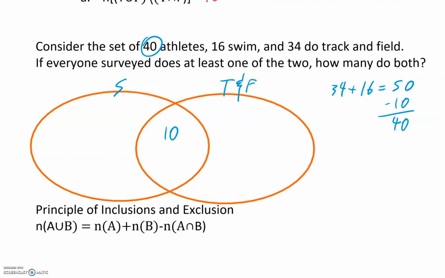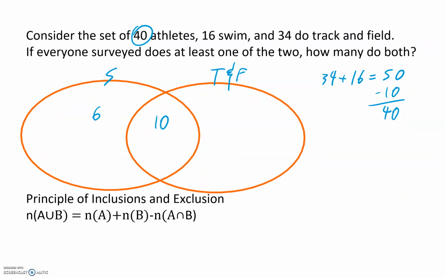So let's start with that and see if it works. So 10 in the intersection. Now what we can do is count how many more we need to have. So 6 more to get to 16 for the swimmers, and 24 more to get to the 34 for track and field. This means that we have 34, 16, so that's all good. And those three numbers, 6 plus 10 plus 24, should add up to, and they do add up to, 40.